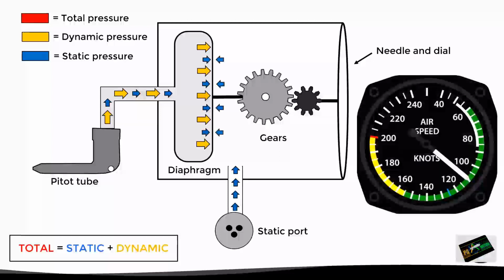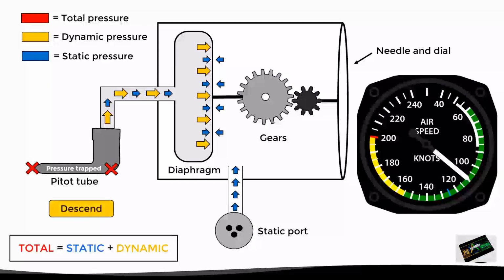the diaphragm. Now, in the event of blockage of both pitot holes, the pressure inside the pitot lines will be trapped. This means that the dynamic and static pressure inside the diaphragm will remain constant. This is why the airspeed indication freezes if the aircraft maintains altitude. In this situation, if the aircraft descends, the static pressure provided by the static port will increase, since as we know, the atmospheric pressure increases as we descend.